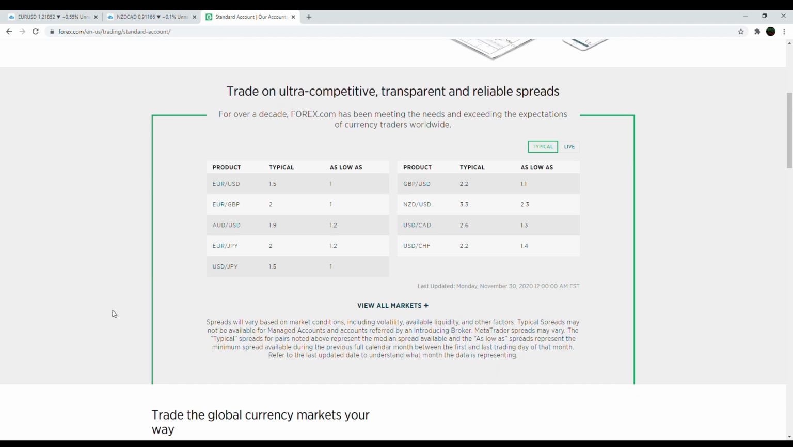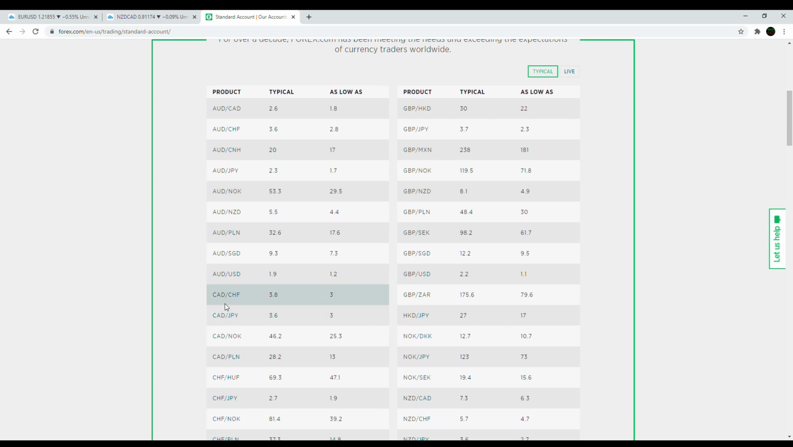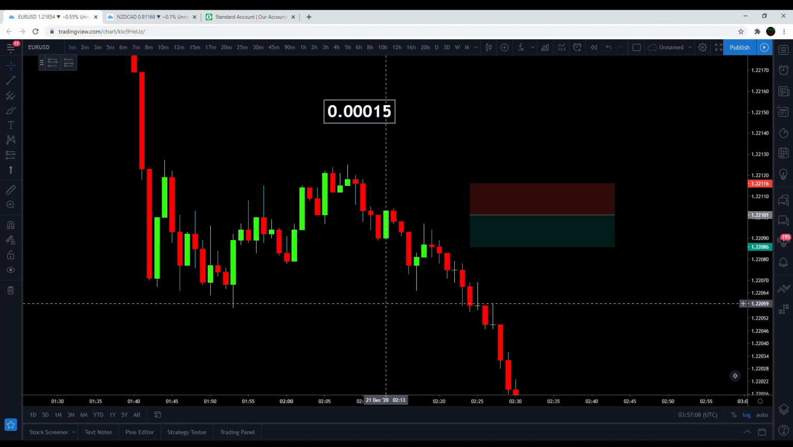So first of all, as low as 1 pip is not really what you're going to be getting when you're trading. You're going to be more looking at that typical rate. Okay, so 1.5 pips for euro dollar, and these are all highly liquid currency pairs. So it gets much worse when you are dealing with less liquid currency pairs. You can have very high spreads. Okay, so keep this in mind. I'm going to now go into an example showing you on euro dollar and on New Zealand Canadian dollar. Okay, or Kiwi Canadian dollar, whatever you want to call it. Don't get mad at me.